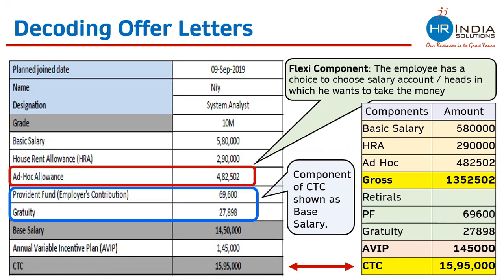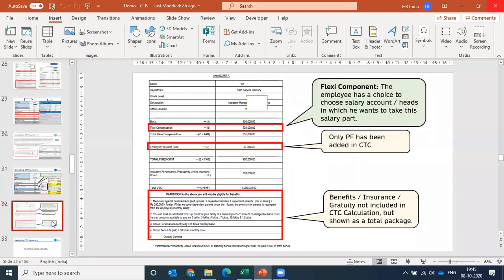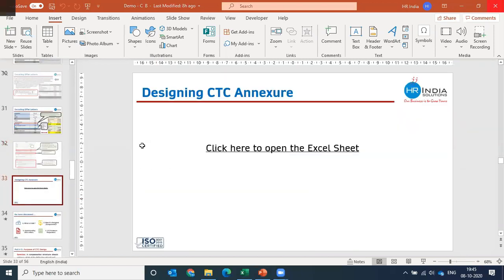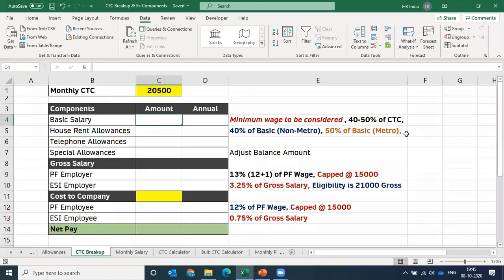So designing a CTC structure is a very important part for offering the employee, right? So we'll understand all those things in Excel as well, and we'll apply everything which we have learned till now in the Excel also at the time of designing the CTC annexure of an employee. So for that purpose, let's move to the Excel sheet, right? So I hope my Excel is visible. Anu sir, is my Excel visible? Yes, it is.